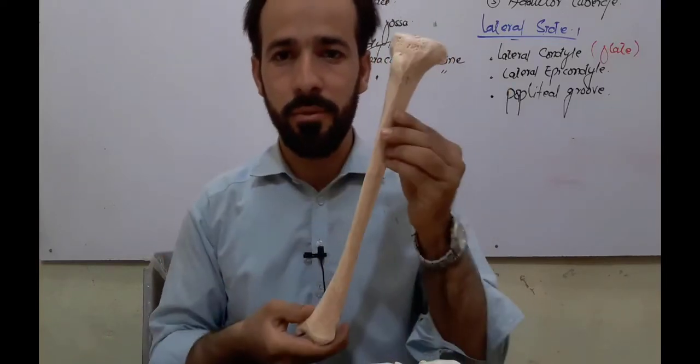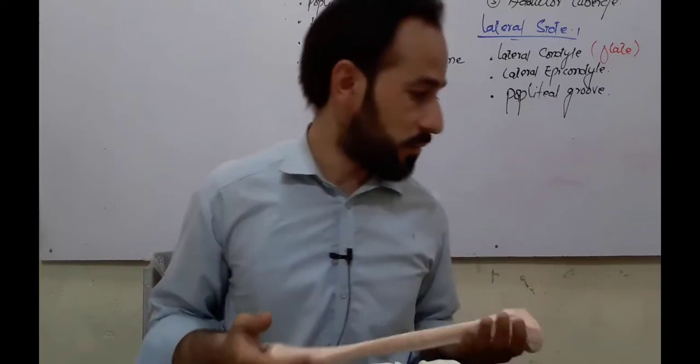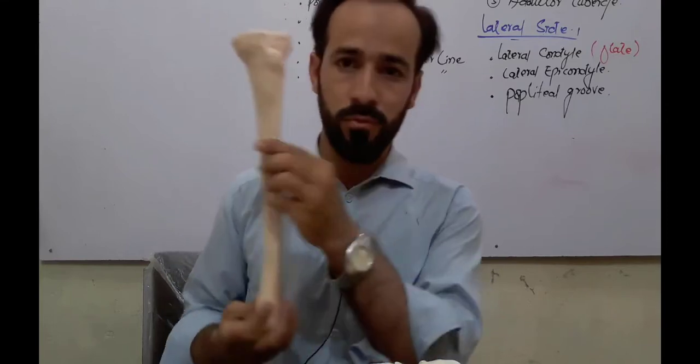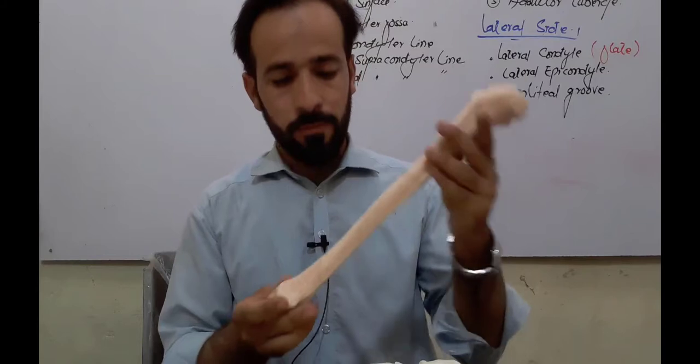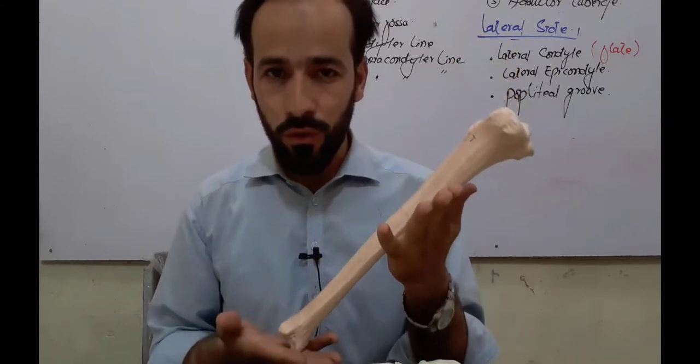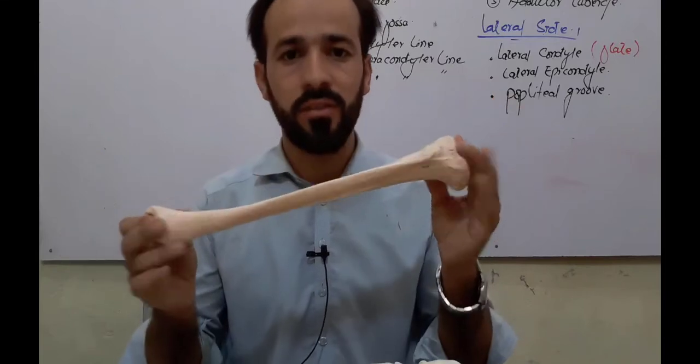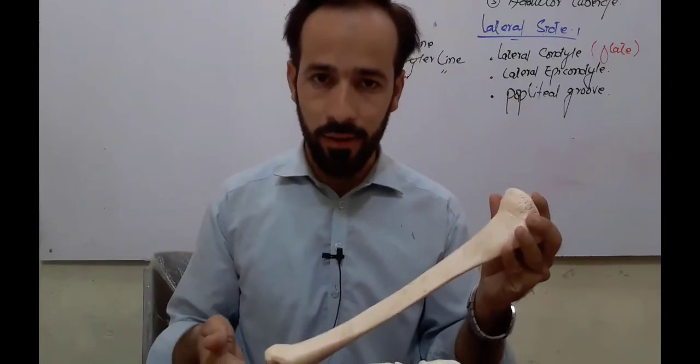In the previous video I introduced the tibia bone. In the lectures before that we discussed the femur bone. This is a typical tibia bone which I have in my hand, and it is also known as the shin bone. This is the bone of the leg. The first important thing is that the tibia is the bone of your leg.